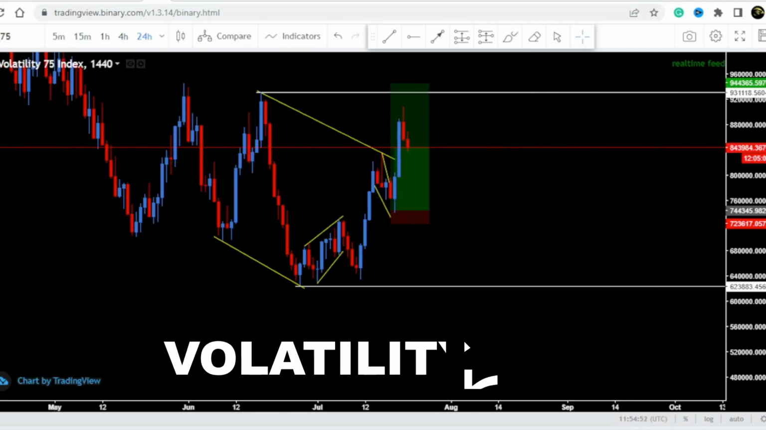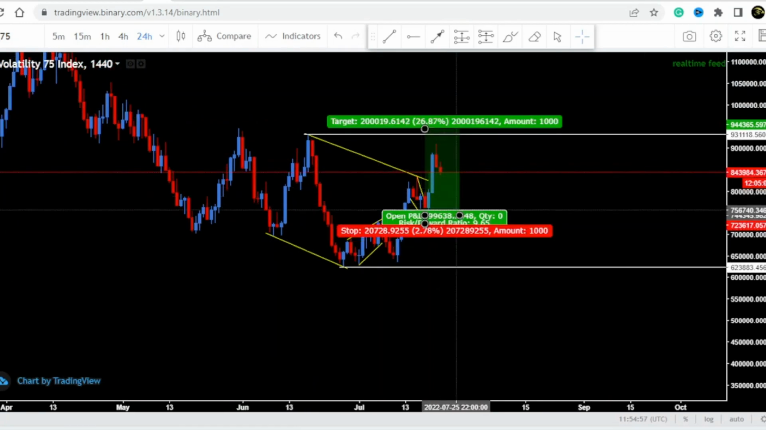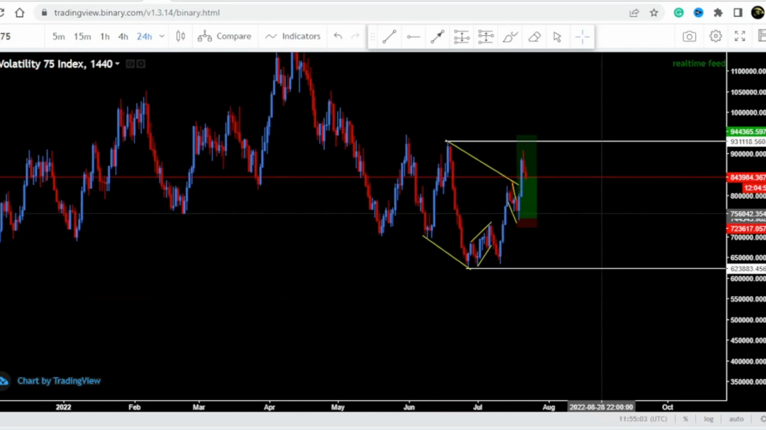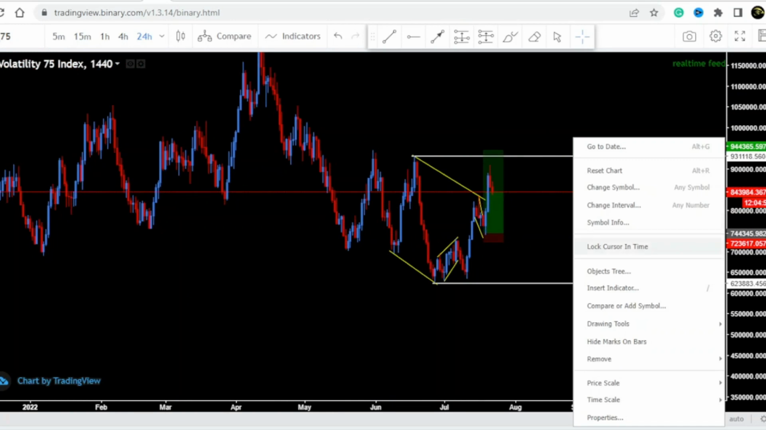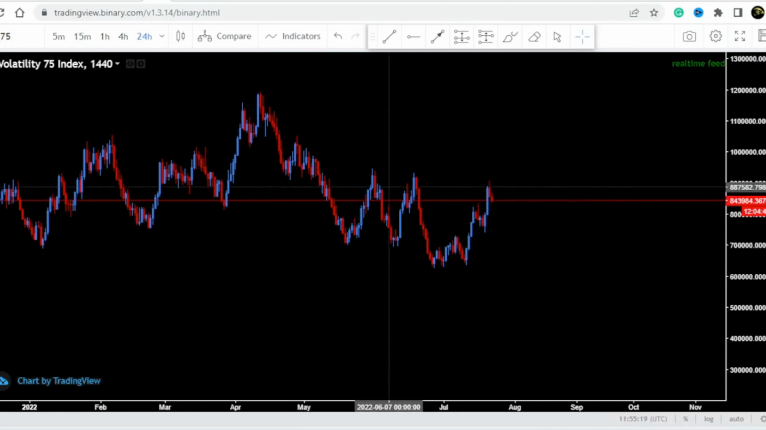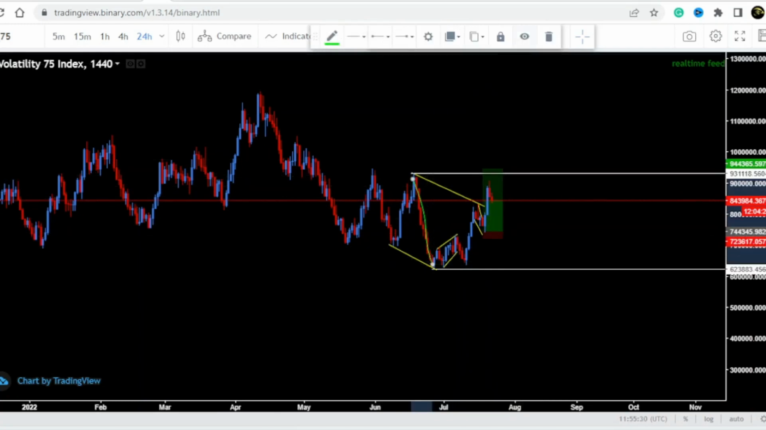I want to start with Volatility 75 Index. You can see that we had a very clean 9.65 trade here that actually played out. Let me hide all the drawing tools. You can see that we had a very clean downward trend. I'm on the daily time frame. We had this move over here, an impulse move, okay. Then it's coming back.